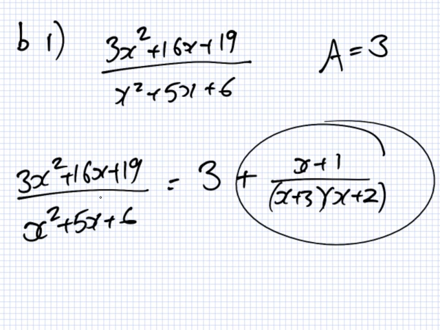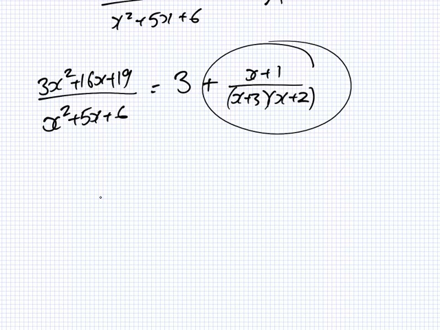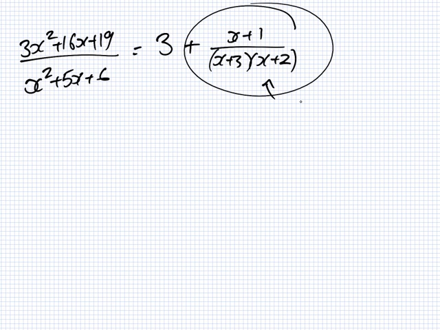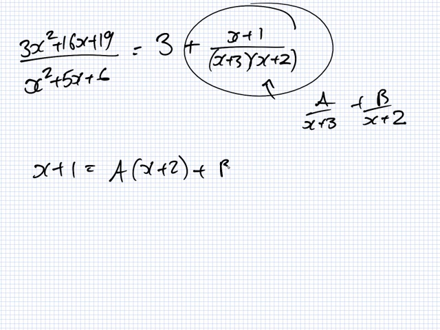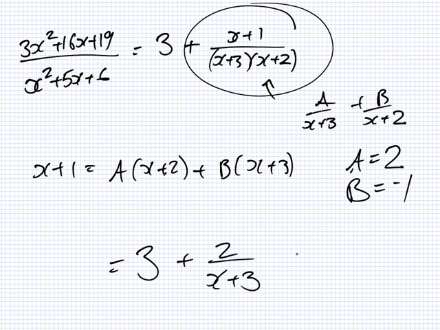You kind of know what's going to happen. What do we do here? We split them. This one will become a over x plus 3 plus b over x plus 2. So we get x plus 1 equals a times x plus 2 plus b times x plus 3. If I want the a, what do I make x equal to? Minus 3. Minus 3 plus 1 is minus 2, minus 3 plus 2 is minus 1, minus 2 divided by minus 1 is 2. If I want the b, I make x equal minus 2. Minus 2 plus 1 is minus 1. This is gone, and this is 1. So b is minus 1. So this becomes 3 plus 2 over x plus 3 minus 1 over x plus 2.